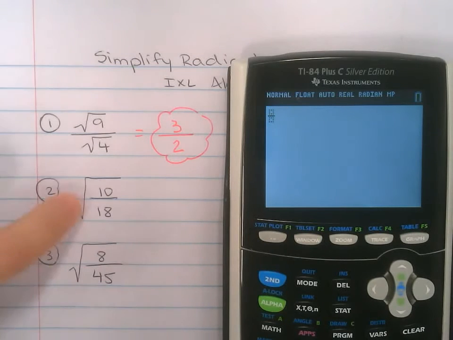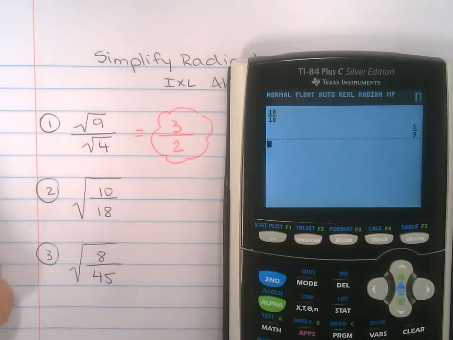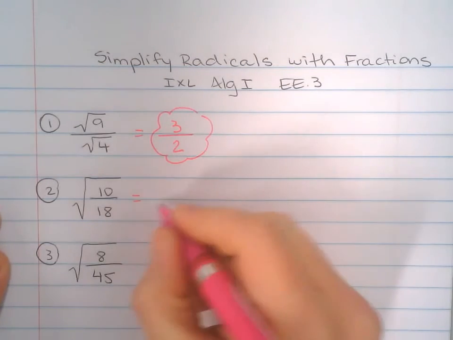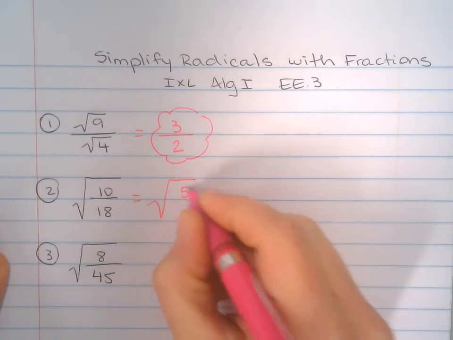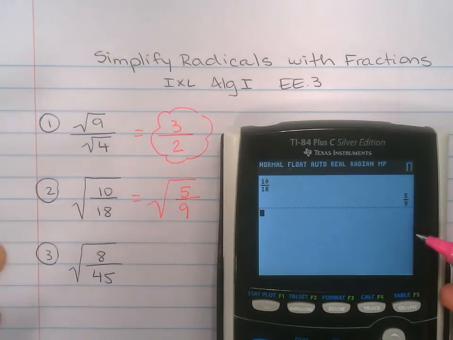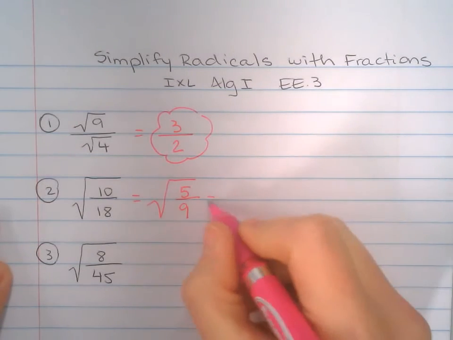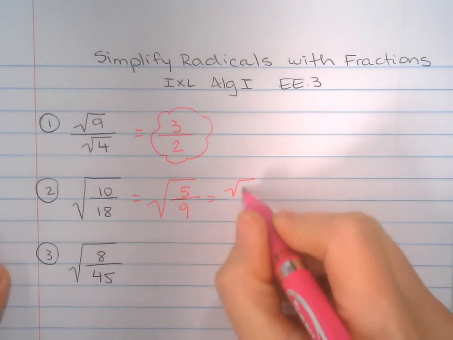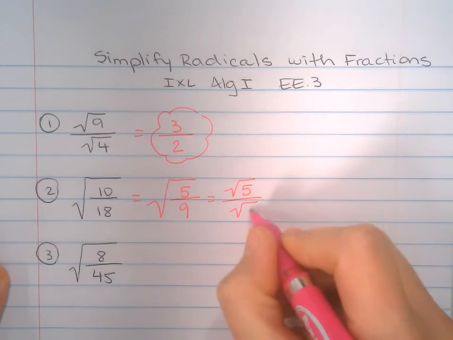On number 2, I'll always try to simplify the fraction first to see if that can help me. So if I simplify 10 and 18, I can bring it down to 5/9. So they're both under one root. So the calculator did the work for me. Now I'm going to split that in 2 radicals. So square root of 5 over square root of 9.